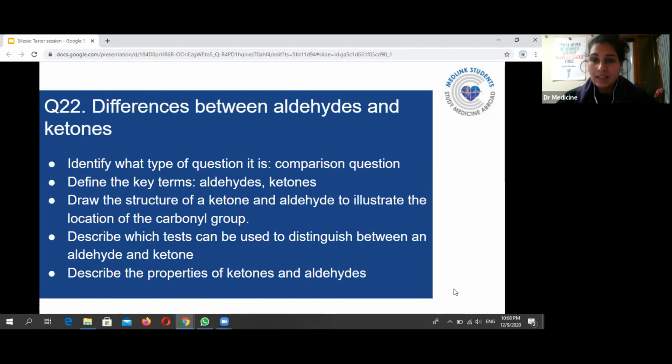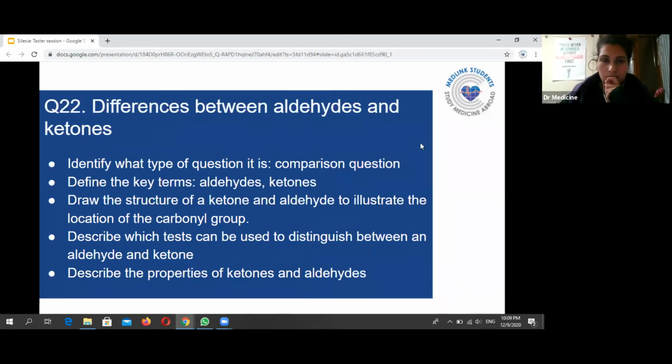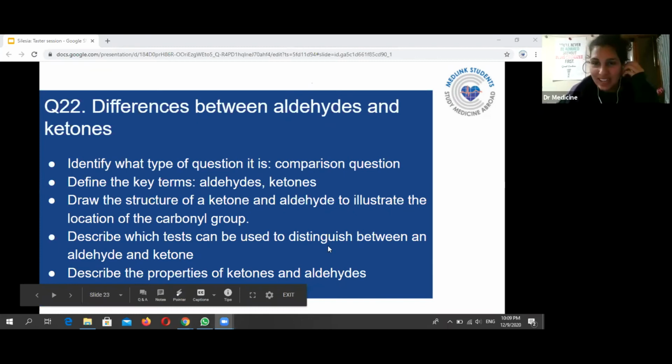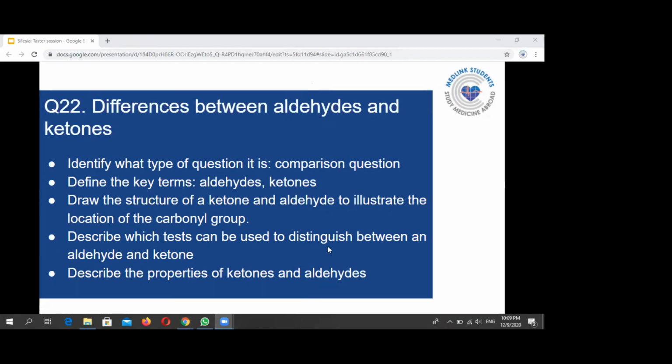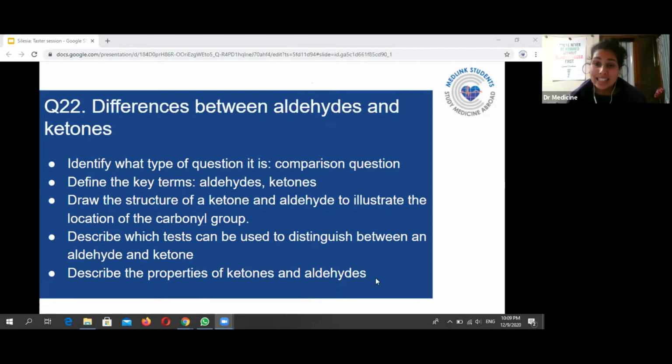Define the key terms, so what an aldehyde is and what a ketone is. Could someone do that for me now? Can someone please tell me what is an aldehyde and what is a ketone? Can you tell me specifically what functional group they contain? You can also write it down if you wish. What functional group does the aldehyde and ketone contain? Sorry, can you repeat that again? The carbonyl functional group. Exactly, yes, the carbonyl group. That is the functional group which is shared in both aldehydes and ketones.